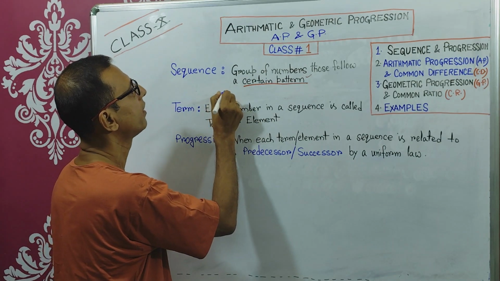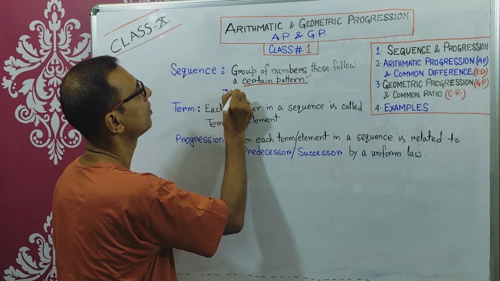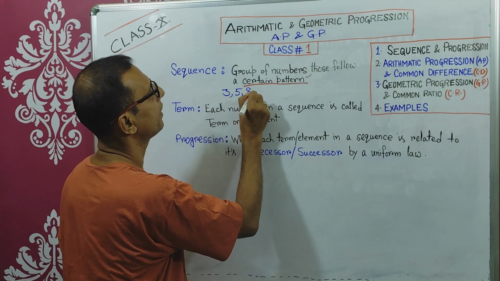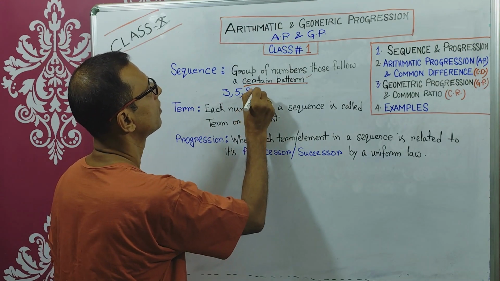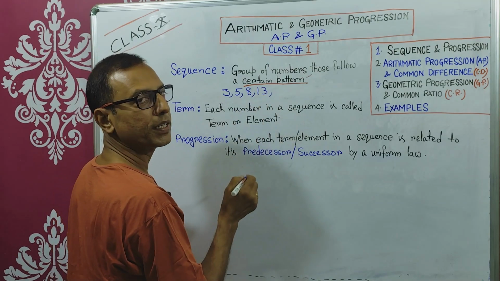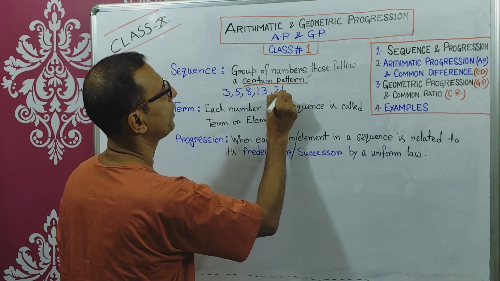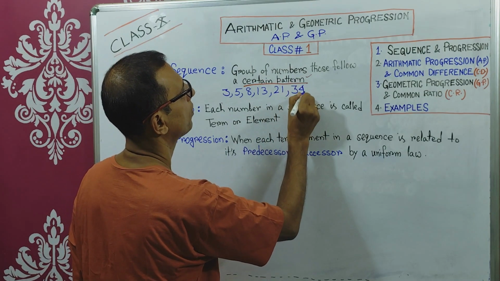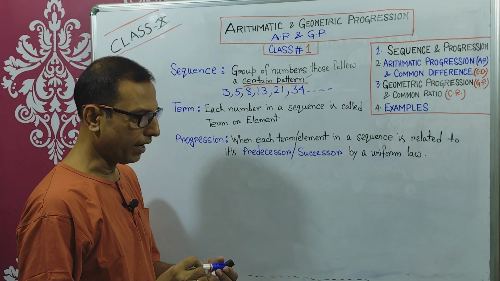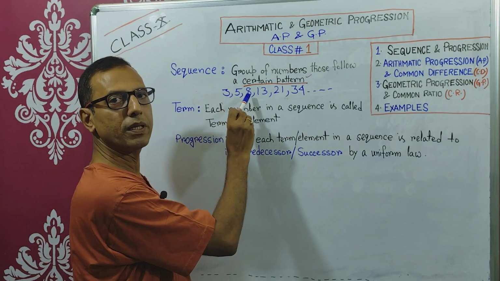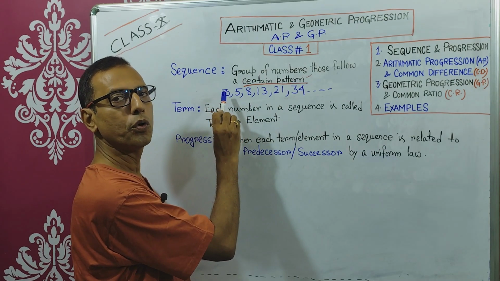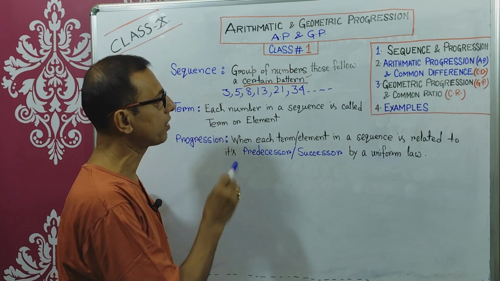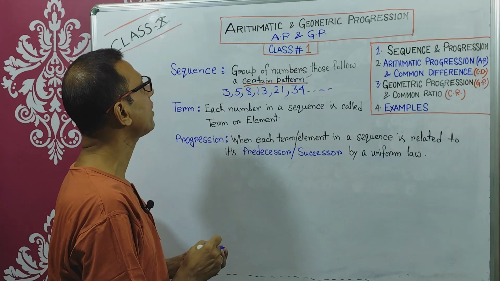Let's say this is a sequence: 3, 5, 8, 13, 21, 34 and so on. Here none of the terms in this sequence is directly related to or maintaining any certain pattern straight away with its predecessor or successor. But there is a pattern. How is the pattern there?